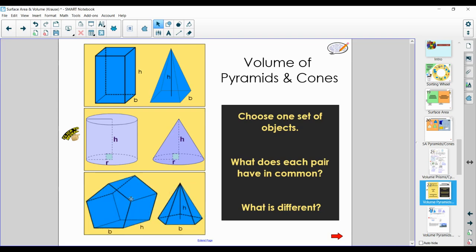And then we've got another example of a prism and pyramid. Now, normally in class, what I do is I grab these objects. I grab a rectangular prism and a rectangular pyramid. They'll have the same size base and the same height. And I'm going to fill up the pyramid with water.